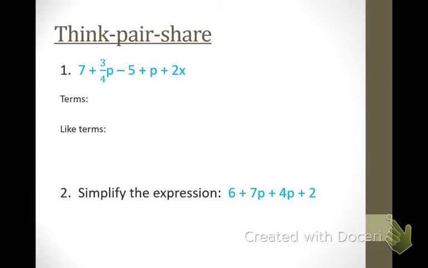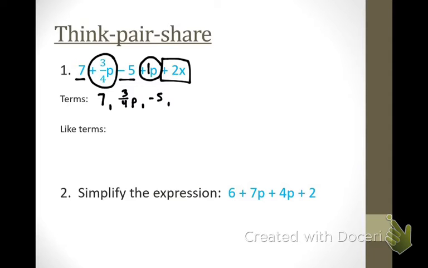For this last one, I've got a 7. Who else is like the 7? -5. Then I've got the P family. Who else is like the P family? 3/4 P, and who else? Regular old P. I'm going to put a 1 in front of it. And then that X. Is there anybody like the X? No, unfortunately not. So I'm actually just going to box it so I can see that's different. Now I'm going to write down all of my terms. Remember, the terms are just the different parts that we're adding together.